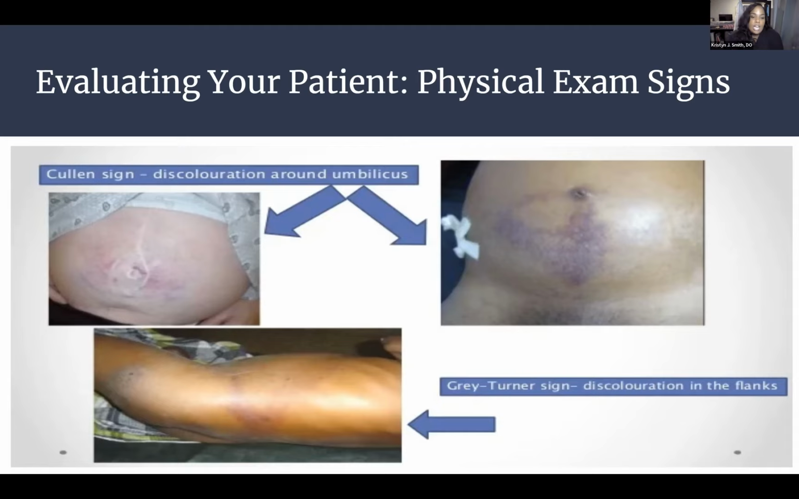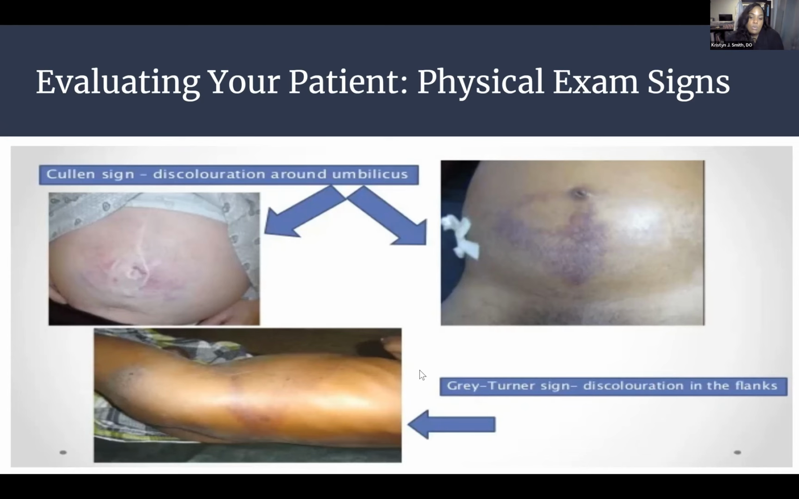If you look here, it's important to note that the ecchymosis looks different based on whether the patient has a lighter skin tone versus a darker skin tone. Looking at the lighter skin tone, you see that the ecchymosis may look more bluish green or red in color. And then on your right side, you may see that the ecchymosis looks more blackish, purplish in color. So that's important to note as well.